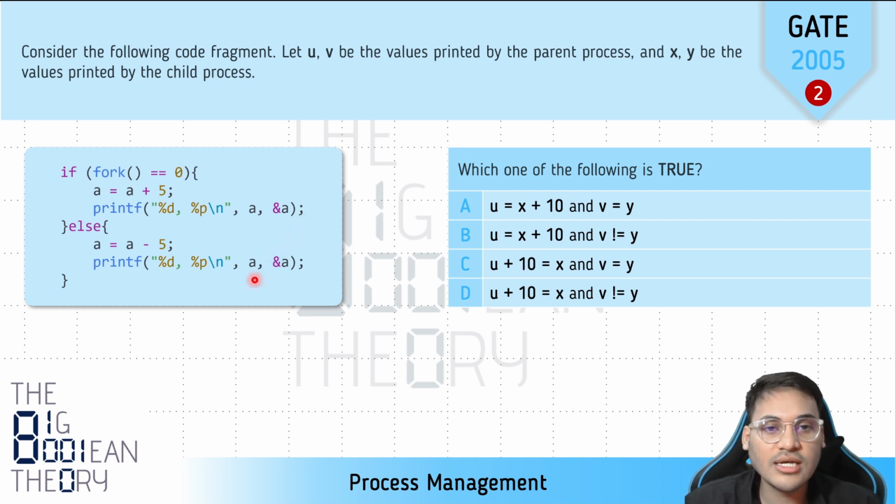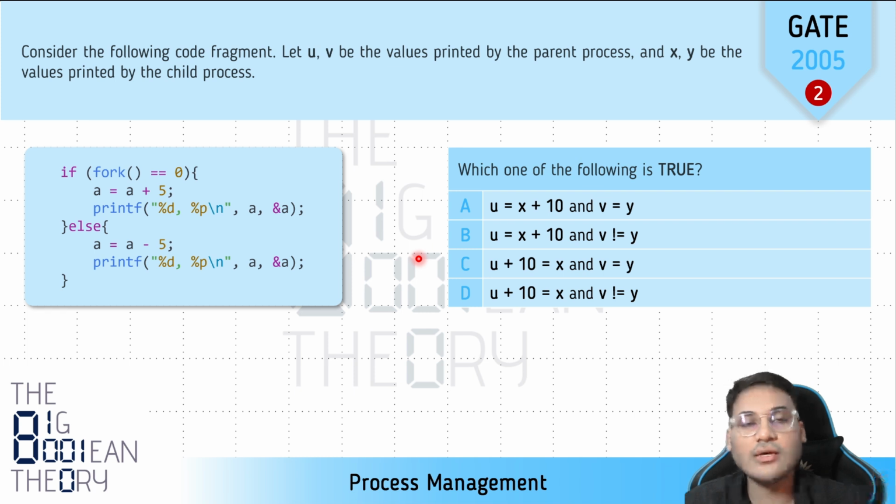So what is this question asking? The question is saying which one of the following is true. So basically, we have to find the relation between u, v, x, and y. These values u and v are the values printed by the parent process. The values x and y are the values printed by the child process. So now you have to find out the relationship between u, v, x, and y. So let's see how we will solve this question.